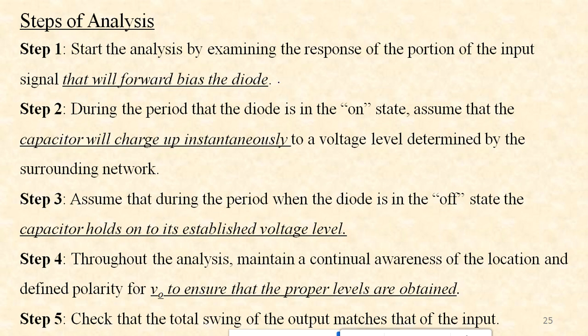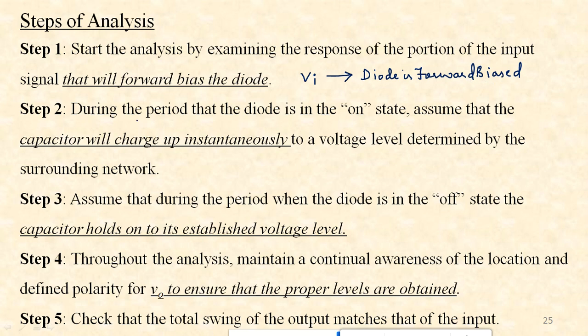So step 1 says that you will have to analyze the clamper circuit by examining the portion of the input signal that will forward bias the diode. In short, let me just write, you will have to consider Vi in such a way that the diode is forward biased. So if the diode gets forward biased during the positive half of the input cycle, then you will have to consider that portion. If the diode gets forward biased during the negative half of the input cycle, then you will have to start the clamper analysis with the negative half cycle.